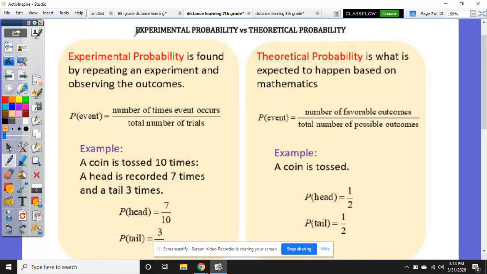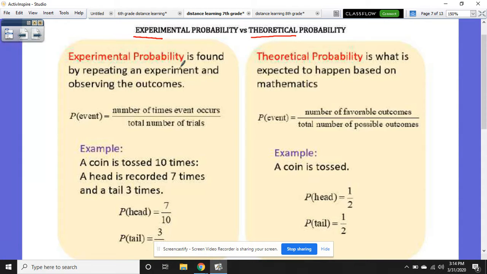Which is experimental versus theoretical. These are the two different types of probability that you are going to be working with, or you've probably already been working with. Experimental probability is found by repeating an experiment and observing the outcomes. The probability of an event happening is the number of times the event occurs over the total number of trials. This is what makes it the experimental probability. You're actually trying it out.